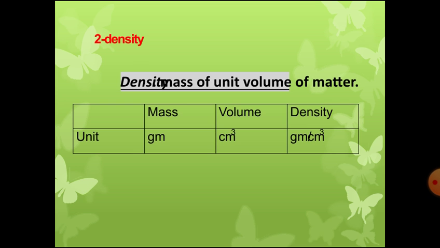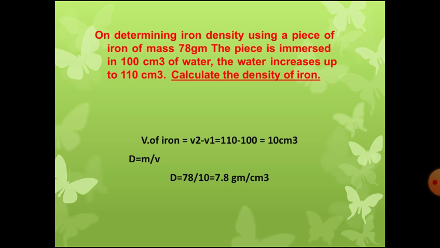Number two, which is called density, and it's more important in exam. What we know of density is the mass of a unit volume of a matter. So it's the mass of a unit volume of a matter. We can measure mass by gram, volume by cubic centimeter, and density by gram per cubic centimeter.